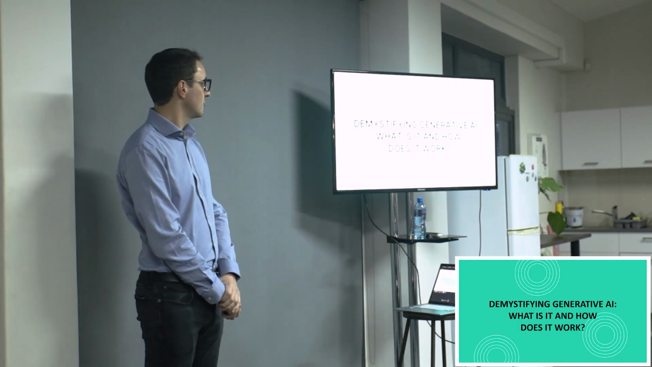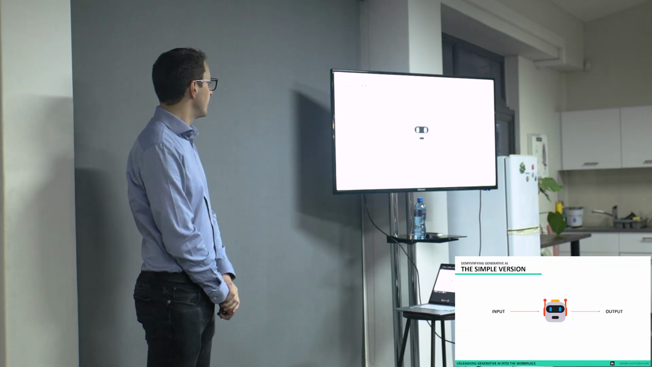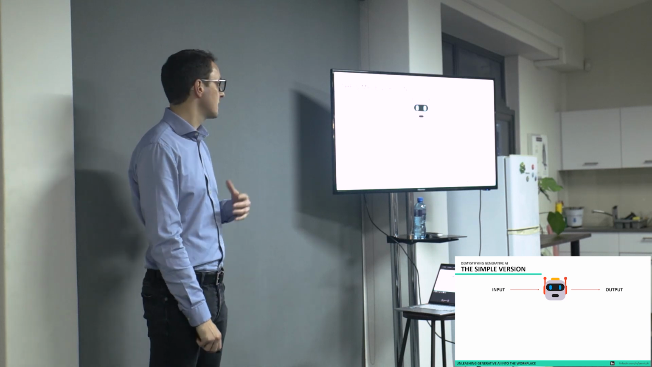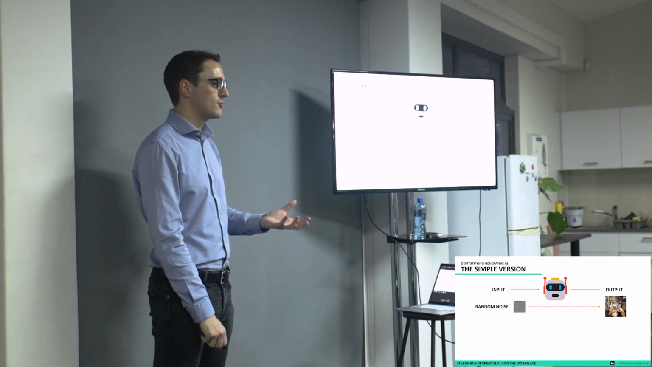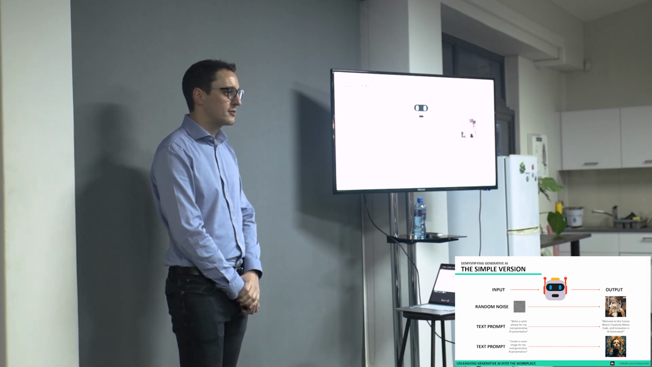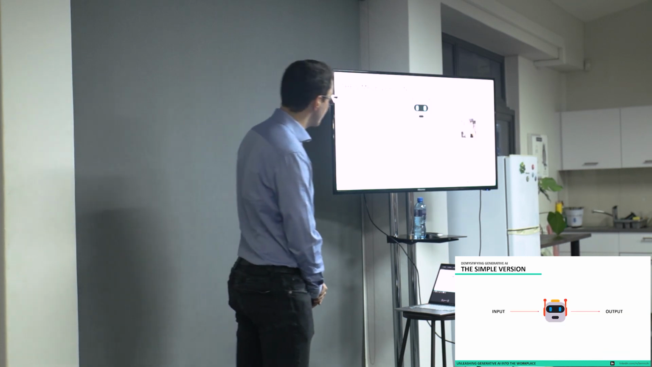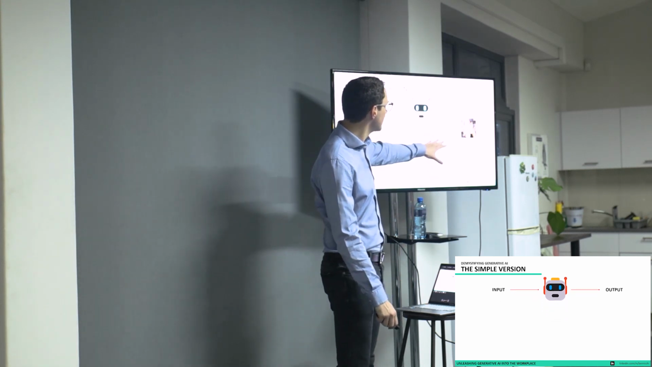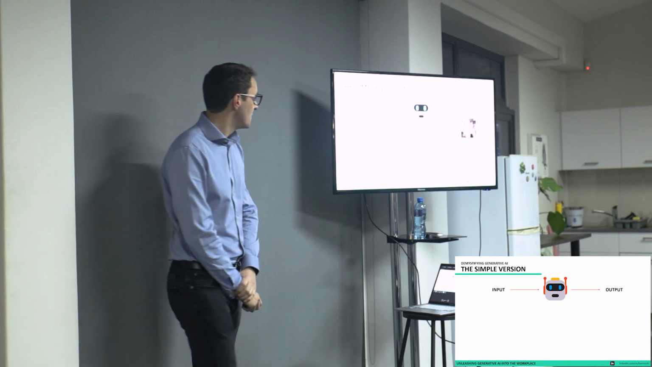And what does it do? How does it work? A very simple version of that is it's an artificial intelligence system that takes some kind of input and gives you an output. So in this instance, it might take in some random noise, and if you remember generative AI from 2014, 2015, 2016, it'll give you a hideous picture of a cat that looked like that.